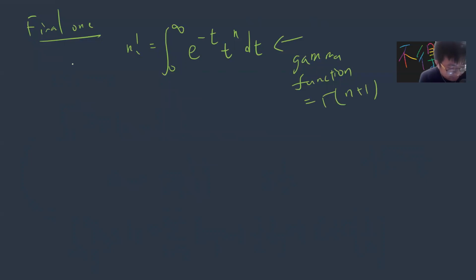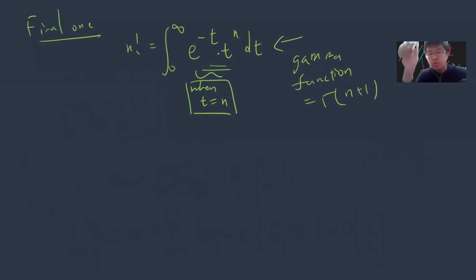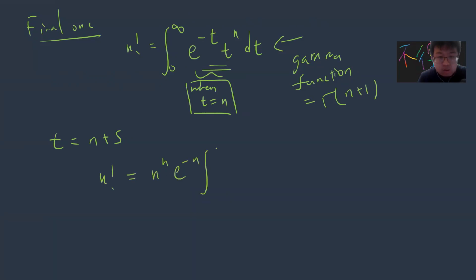We need to do the calculus on this term. If you do a differentiation, then you know that when t equals n, this should become the maximum. So we need to do an approximation close to this point. The standard trick is that you just let t equal n plus s and put it in. So we get n to the n, e to the negative n, and then you do a trick, so it becomes just 1 plus s divided by n. This is just the change of variable.